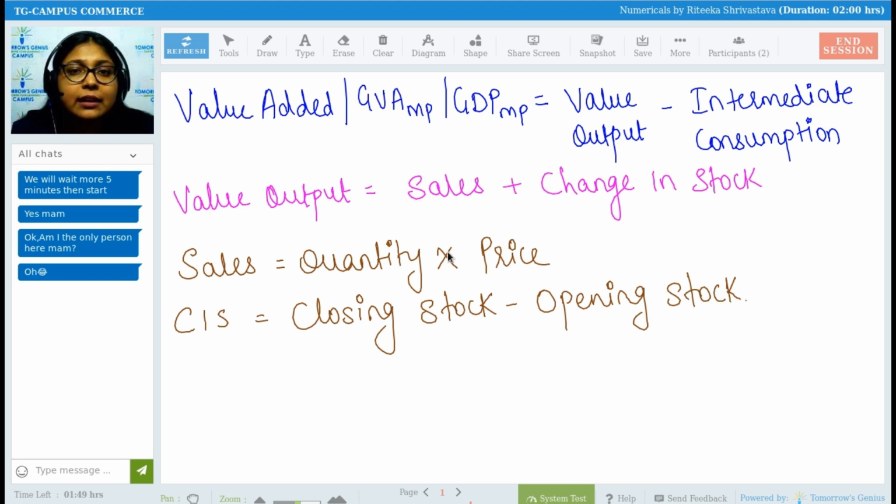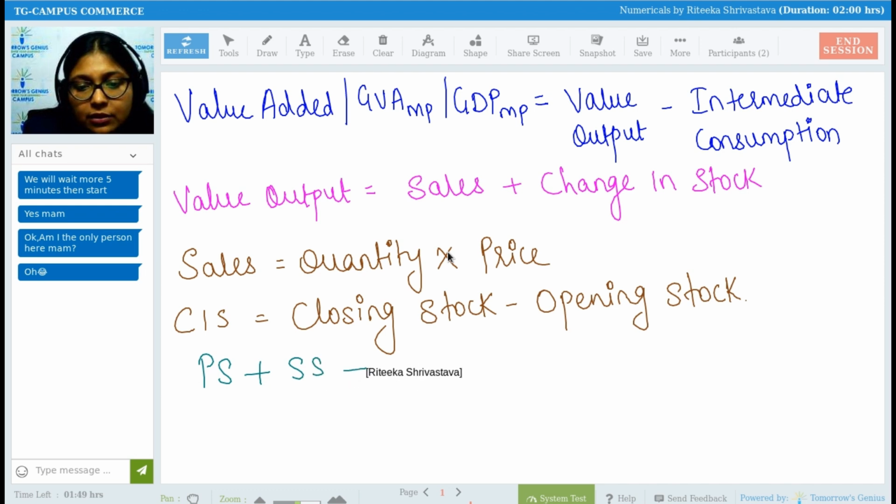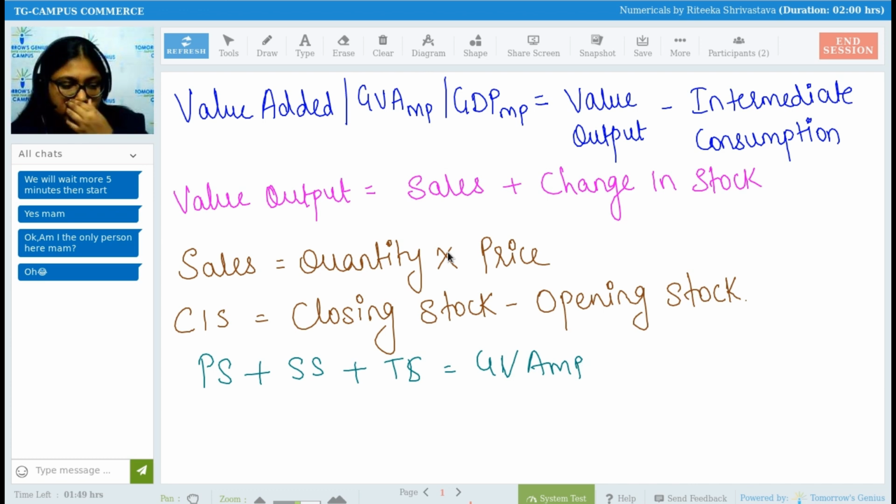Next, while calculating national income using the value added method, you are going to include all the sectors. All the sectors means what? You are going to include the primary sector, secondary sector and tertiary sector. You include the values of all the sectors, and together this will give you the value of GVAMP or GDPMP. So this is the formula which is very important when it comes to the value added method.